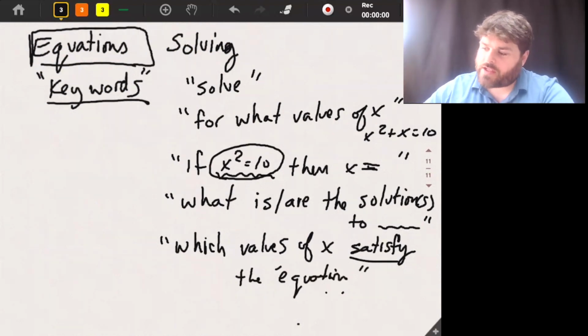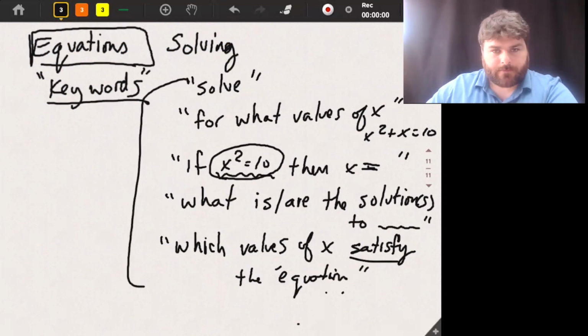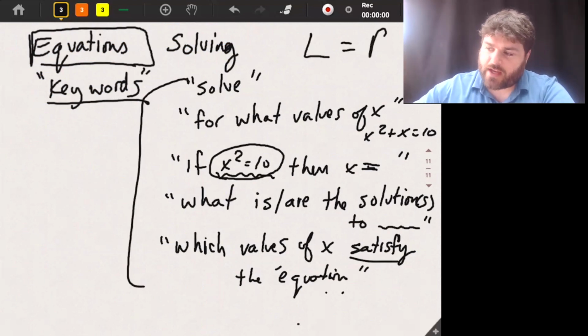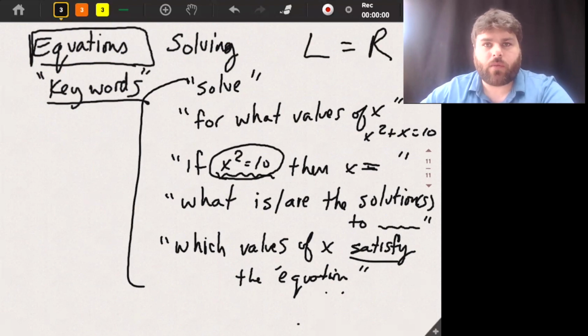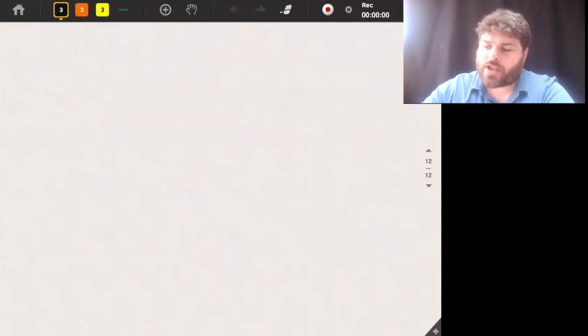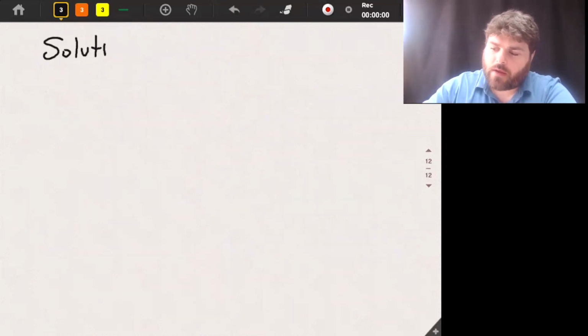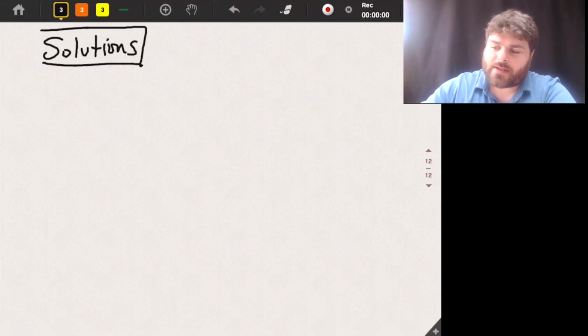So anytime you see any of these keywords, also when you see a left side and a right side and an equal sign in the middle, and you see these keywords, that's definitely solving. And we'll go over some different strategies for solving in just a few minutes here. All right, so let's talk about solutions real quick. What is a solution?